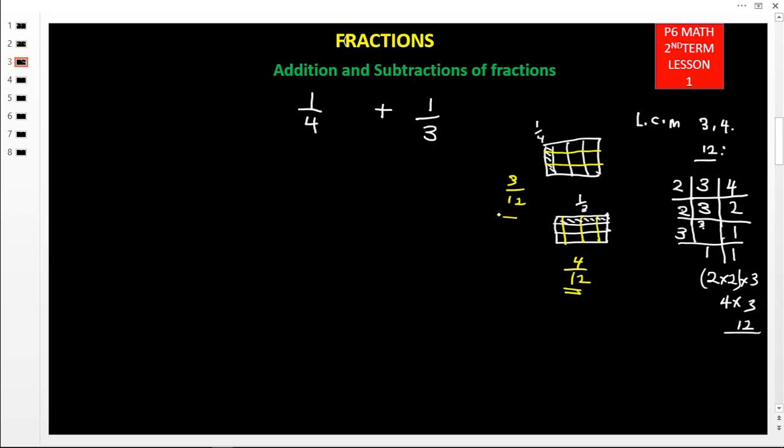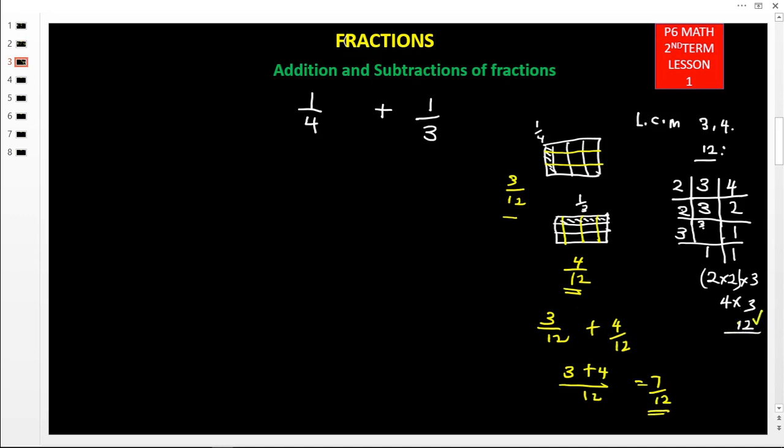Now because these fractions are equal, we can add them: 3 out of 12 plus 4 out of 12. Then we have 3 plus 4, with each one having 12 as the denominator, and this is giving us 7 out of 12. Now this is when we use the diagram method. Now we are going to use the LCM method.